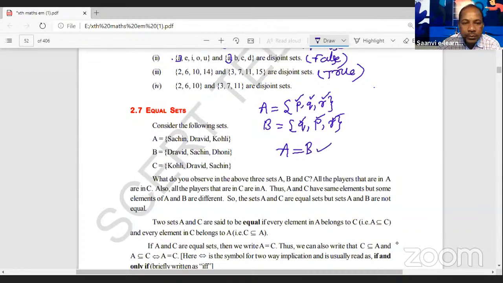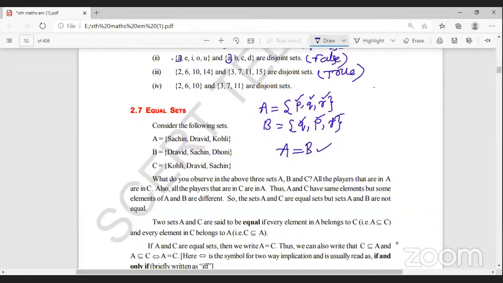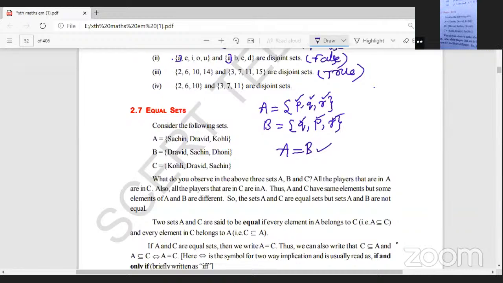Observe the first two sets. In set A, Sachin is there. In set B also Sachin is there. In set A, Dravid is there. In set B also Dravid is there. In set A, Kohli is there, but in set B, Kohli is not there. Dhoni is there. So they are not equal.